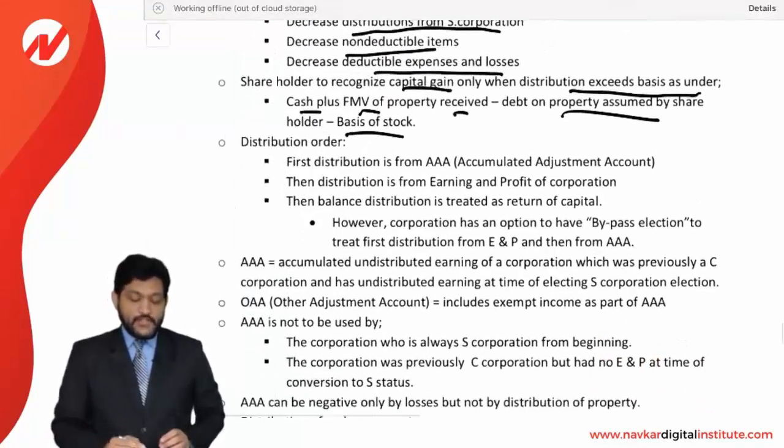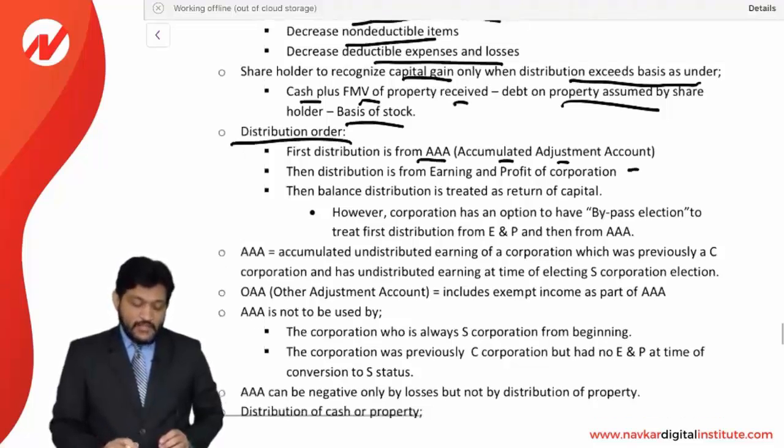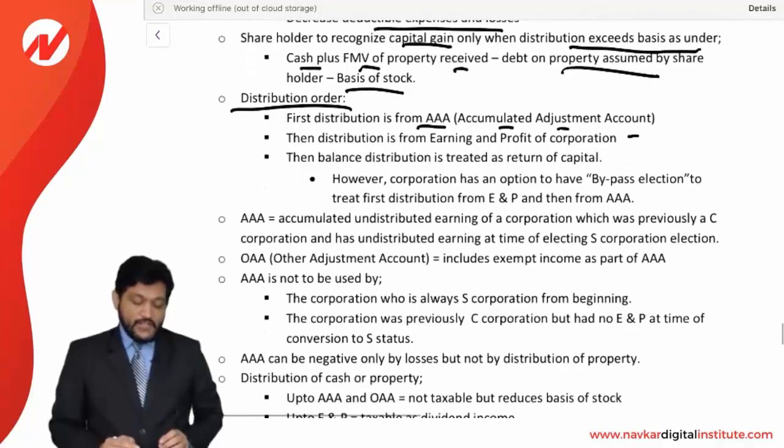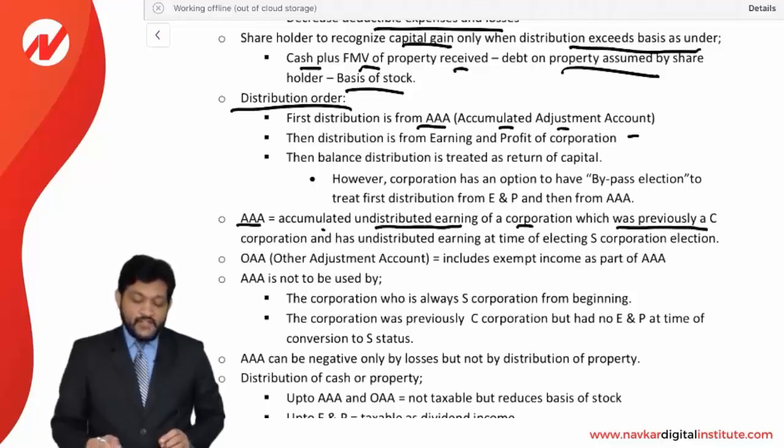Now what will be the distribution order? Let's see. First distribution is from AAA, which is called the accumulated adjustment account, and let's see, the definition is given here. Accumulated adjustment account is the accumulated undistributed earning of a corporation which was previously a C corporation and has undistributed earning at the time of electing S corporation status.